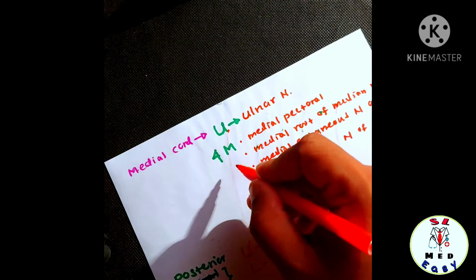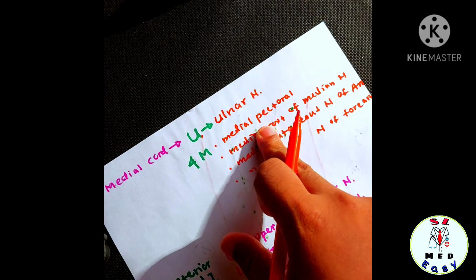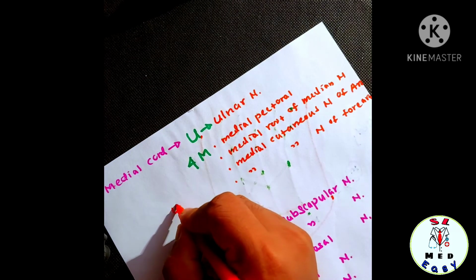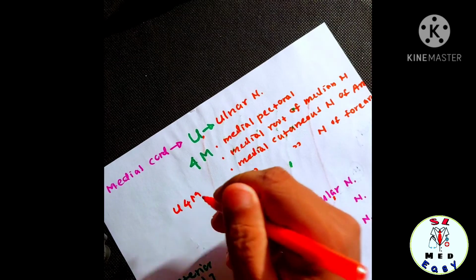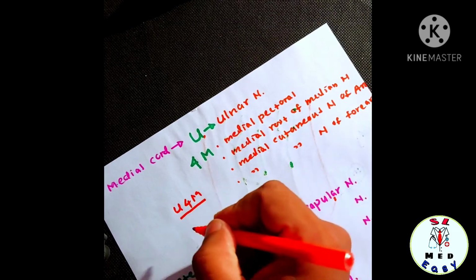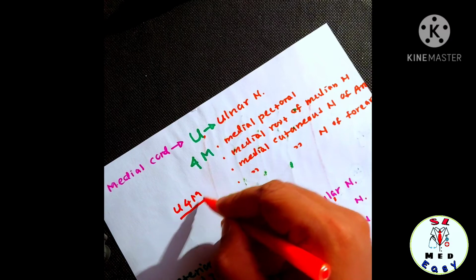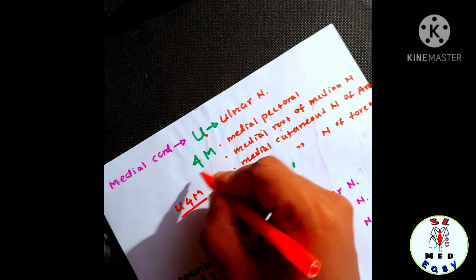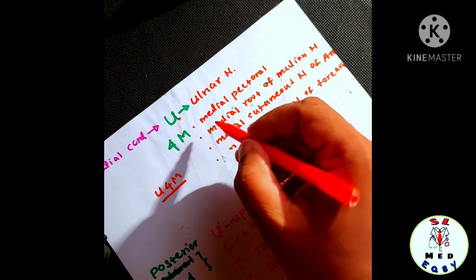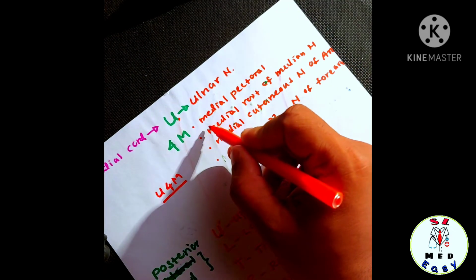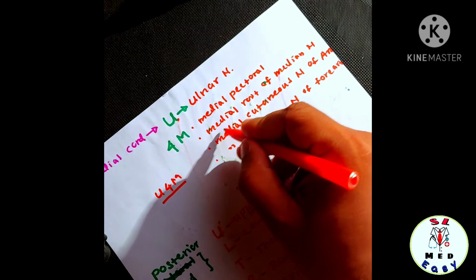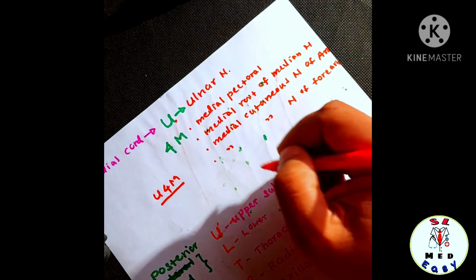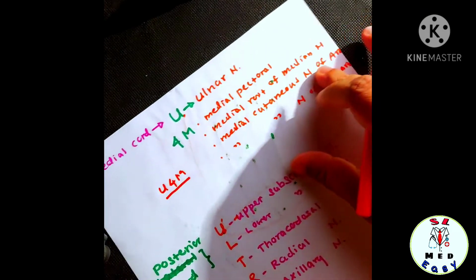Right? What are the branches of the medial cord, right? There is a mnemonic, right? "U for me." You can remember this, U for me, right? U means ulnar nerve, and "me" means M, for M. These are the 4 Ms: medial pectoral nerve, medial root of the median nerve, medial cutaneous nerve of the arm, medial cutaneous nerve of the forearm, right?